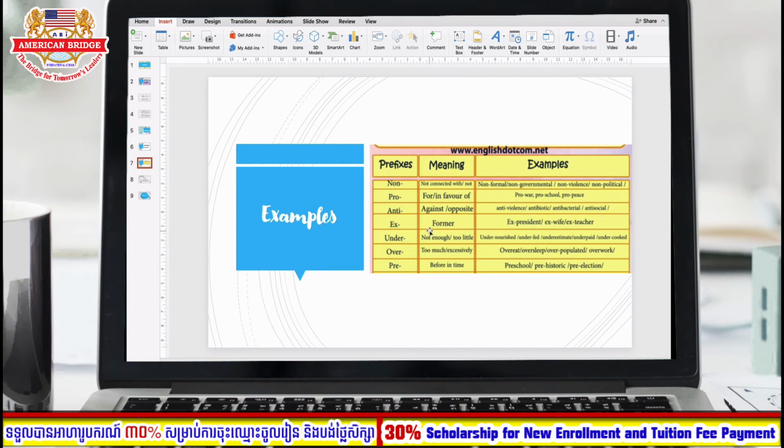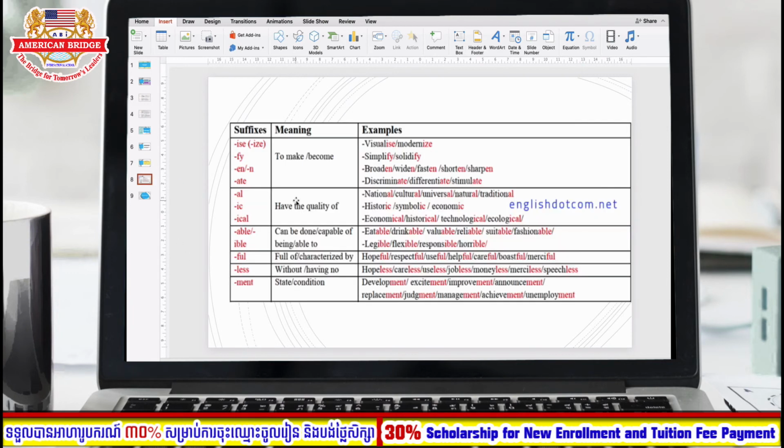So ex means former, so ex-president, ex-wife, ex-girlfriend, ex-boyfriend. That is why the term ex comes in our country. It comes from the word ex, which means former or the past. All right, so this table is really helpful to guess the meaning of the word. You can use these prefixes to determine the meaning of the words. Okay, now let's move on to the other one, which is suffix.